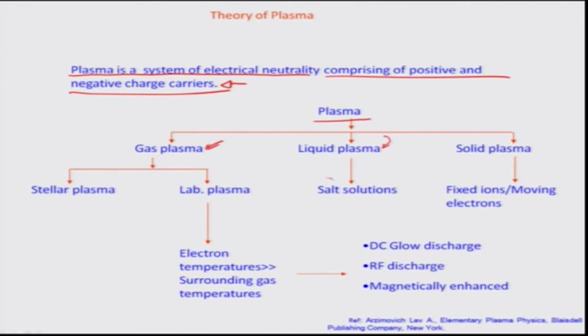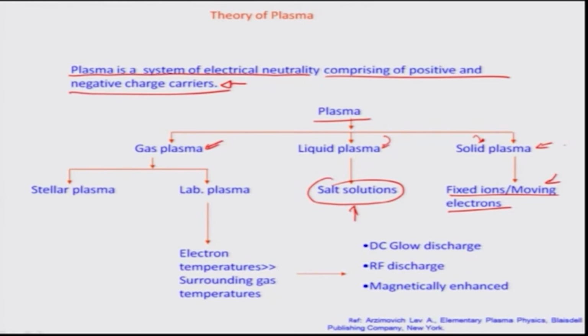In liquids, for example, salt solutions are very good examples of plasmas. Even our blood plasma is a sort of plasma. There are a lot of positive and negative ions within the plasma part of our blood. And then there are solid plasmas, which consist of fixed ions and moving electrons. The whole semiconductor area is comprised of solid plasmas.